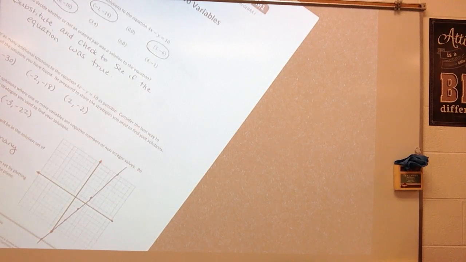All right, a couple of vocabulary words. An ordered pair is a solution to a two-variable equation when each number substituted into its corresponding variable makes the equation a true number statement. All the solutions to a two-variable equation are called a solution set. And then when we take those ordered pairs and we plot them, we have the graph of the equation.